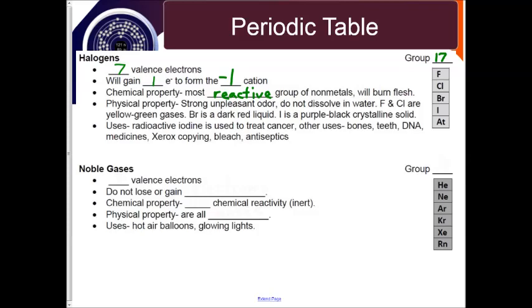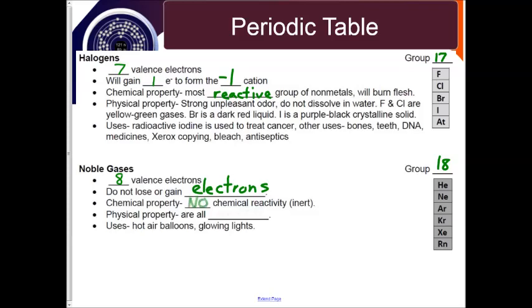Now our last group is group 18. That is the noble gases. Noble gases have 8 valence electrons. For this reason, they do not lose or gain electrons. They're completely content with the full outer shell. They don't have a desire to interact with any other elements.